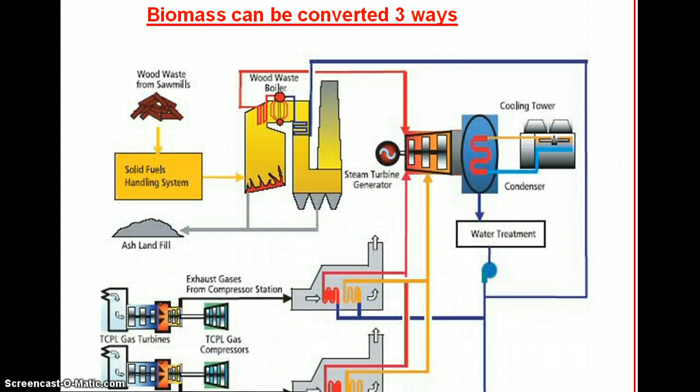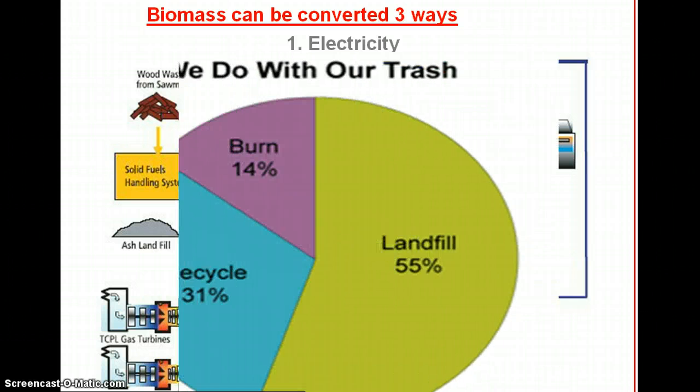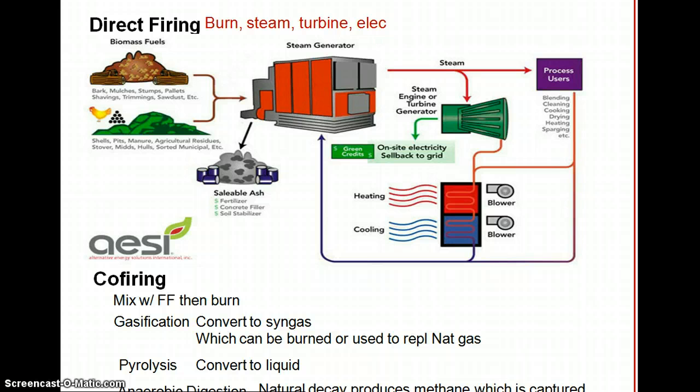All right, so there's three ways you can convert it. The first way is converting it into electricity. So you take, and here's an example, same process, you take the wood, you burn it, add cold water, produce steam, spins the turbine, sends the electric current. There's two types of electricity production from biomass fuel.